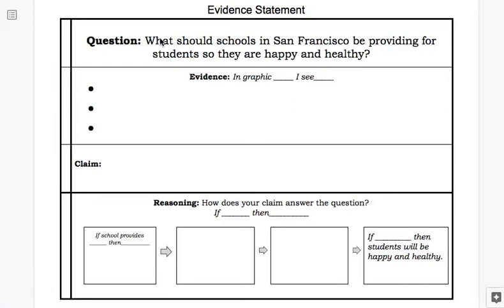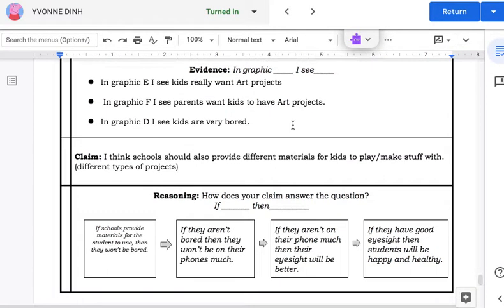But before we move on to that, I want to give some shout outs to some people who I saw really amazing work from on Monday. So the first shout out I want to give is to Yvonne. I just really want to shout out her evidence here. It just is really simple. It's really concise. And if you look down here, she talks about kids being bored in her evidence, and then again here in her reasoning, she talks about kids being bored. She is making sure she's connecting those two, and I thought that was great.